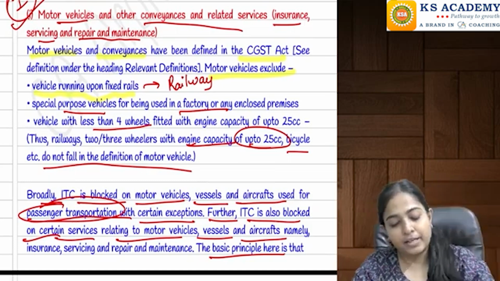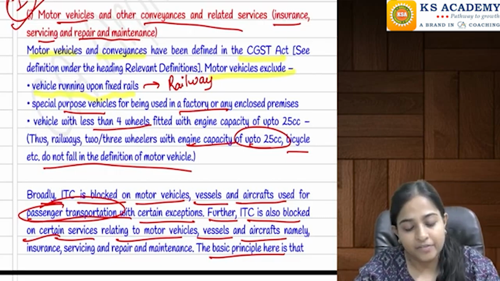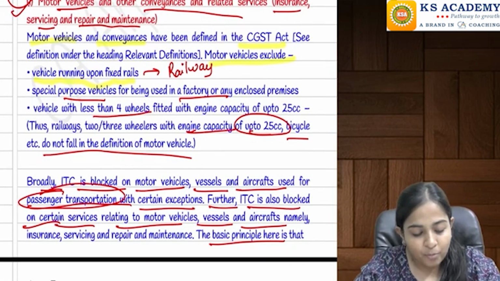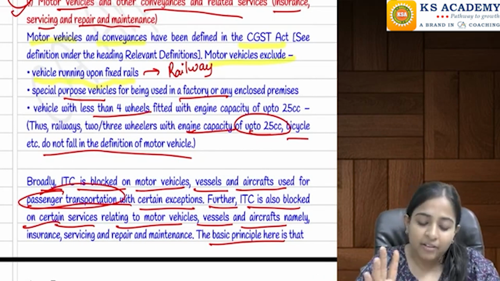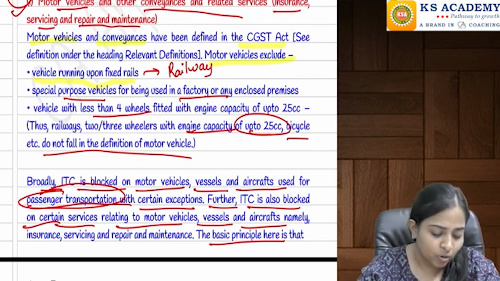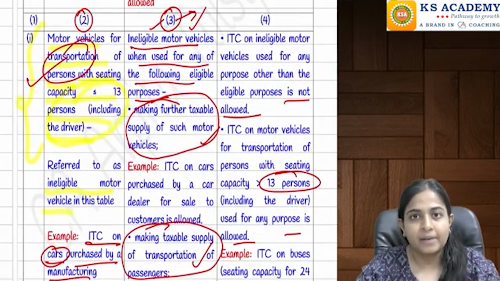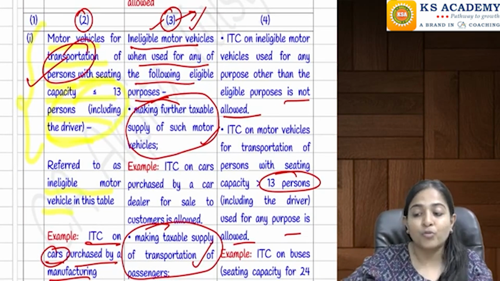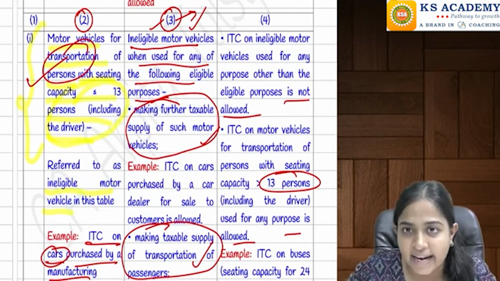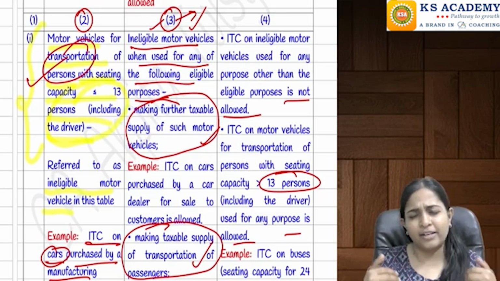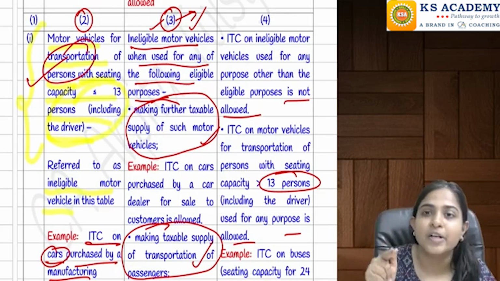First one is motor vehicles, motor vehicles and other conveyances and related services. In that we had studied that a particular motor vehicle, this will exclude vehicles, this will exclude railways, this will exclude less than 4-wheeler vehicles with the engine capacity of up to 25 cc. Okay, what did we study for that? If there is any particular motor vehicle which is used for transportation of persons having a capacity of up to 13 persons including driver, small vehicle, up to 13 we are treating it as small car, or a small vehicle which is used for transportation of persons only, not for goods.